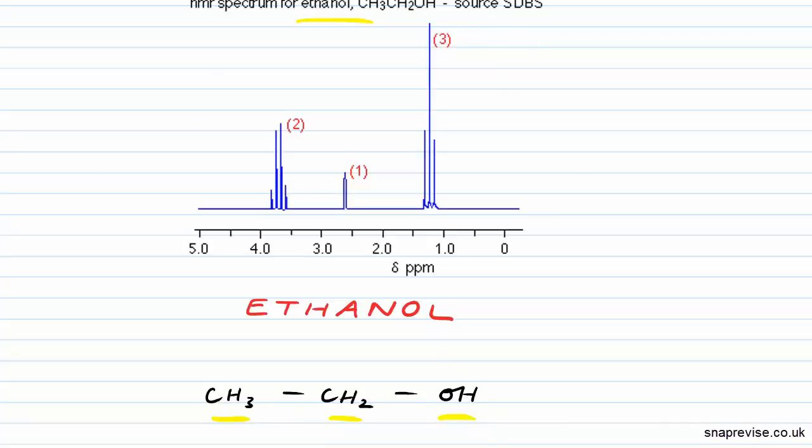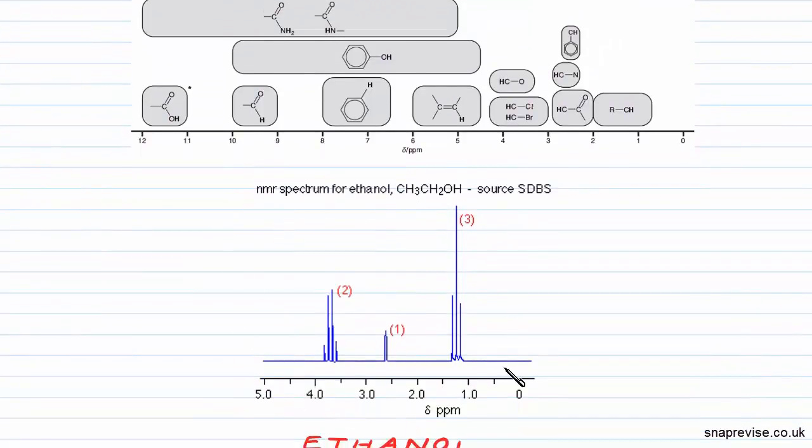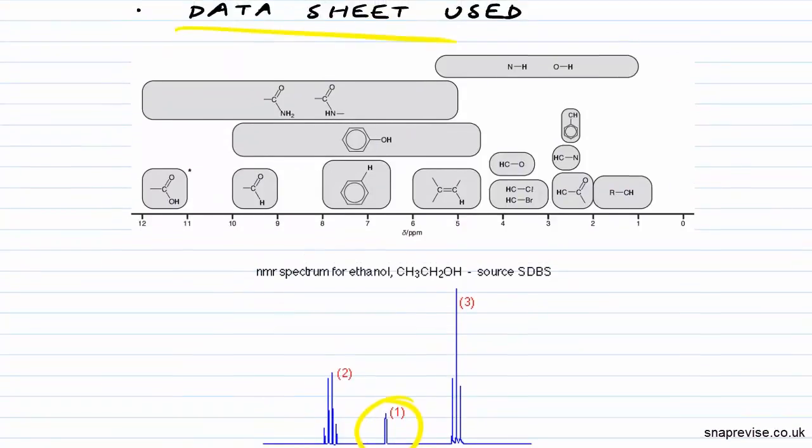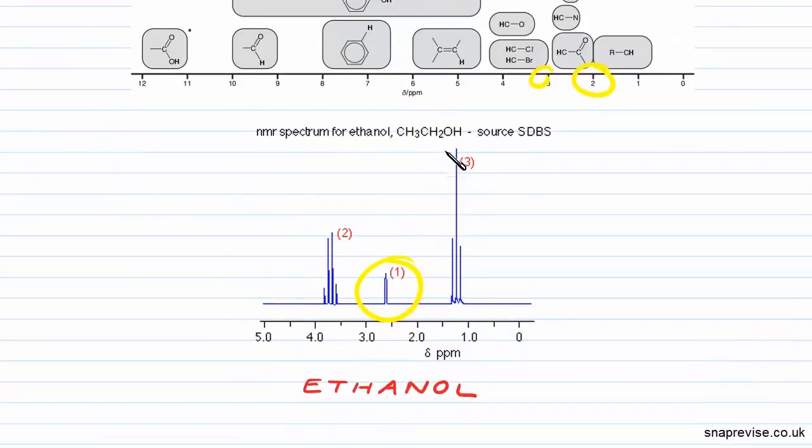So now let's have a look at the chemical shift. Well, we've met chemical shifts before, and we know that the chemical shift corresponds to a particular environment. It tells us which environment our proton is in, and we use our data sheet to distinguish which environment it is. So here I have a spectra for ethanol. If we were to look at this peak over here, it lies between 2 and 3. If we look at our data sheet, we can see that one of the environments between 2 and 3 is the OH group. So we can infer this peak must be caused by the OH group in our ethanol.